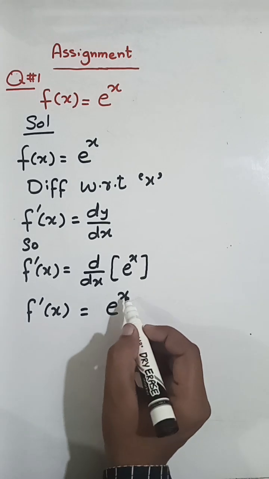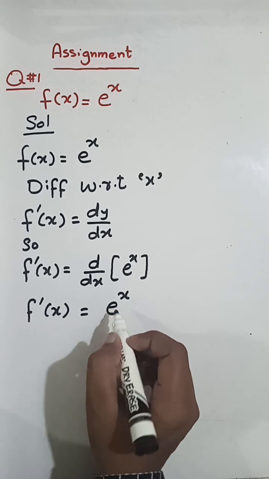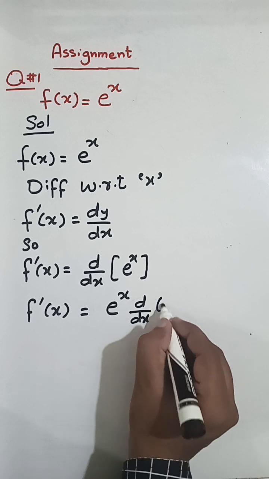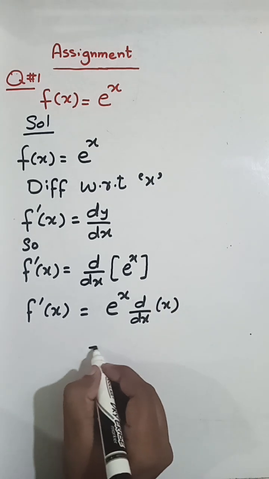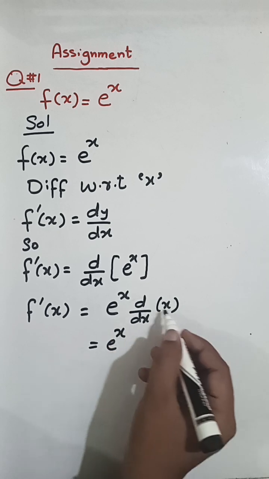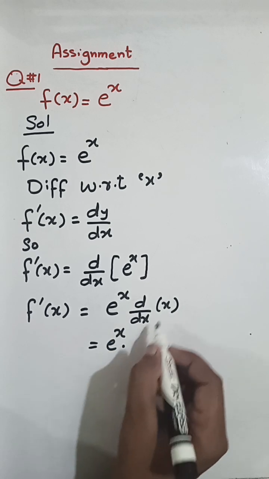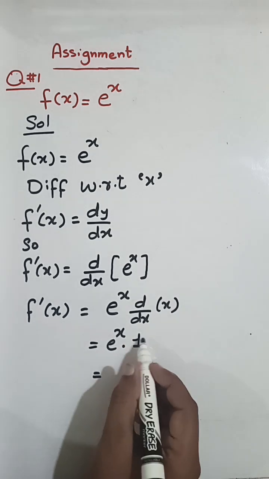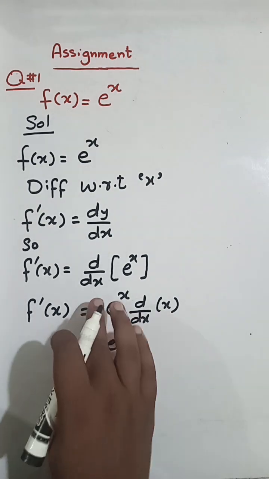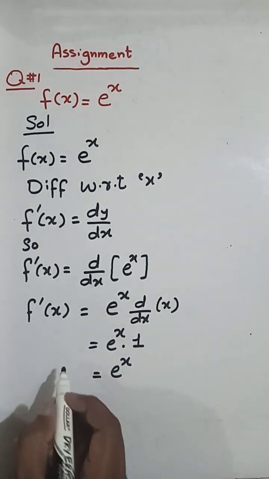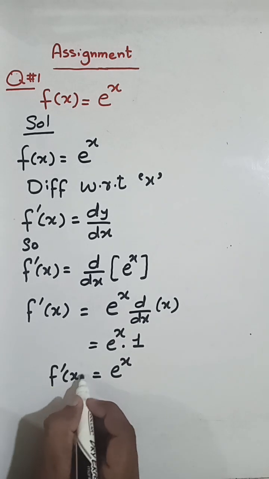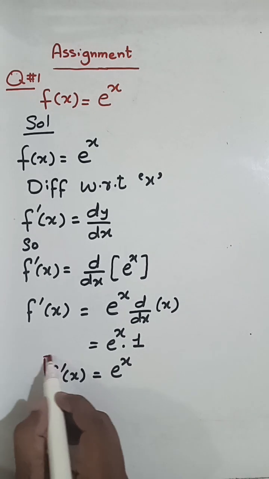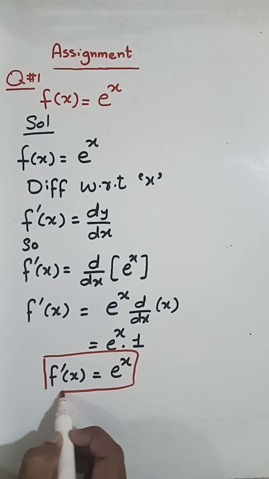I'm ignoring here the derivative of x because after taking the derivative of e to the x, again we take the derivative of the power. But as the power is x, the derivative of the power is 1, because the derivative of x is always 1, so we don't write this 1 again and again. Therefore we just say the derivative of e raised to power x is again e raised to power x. This is our first question.